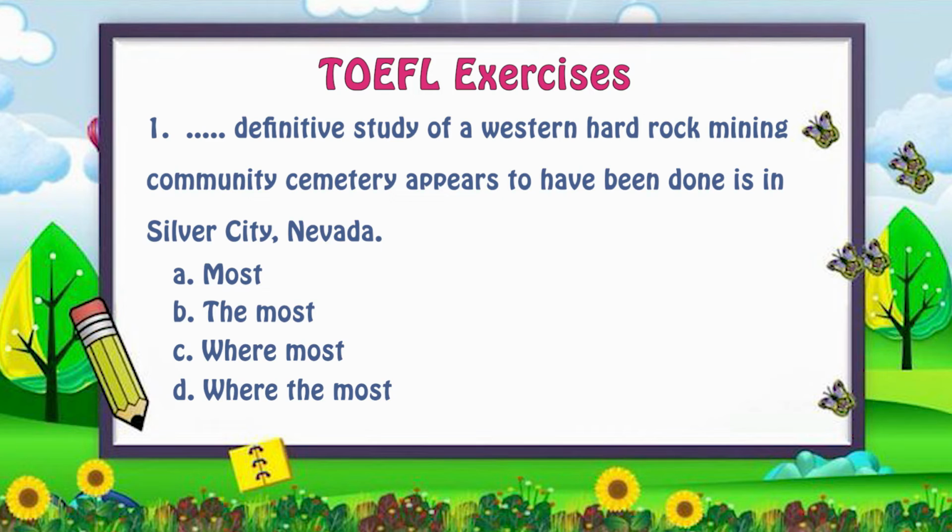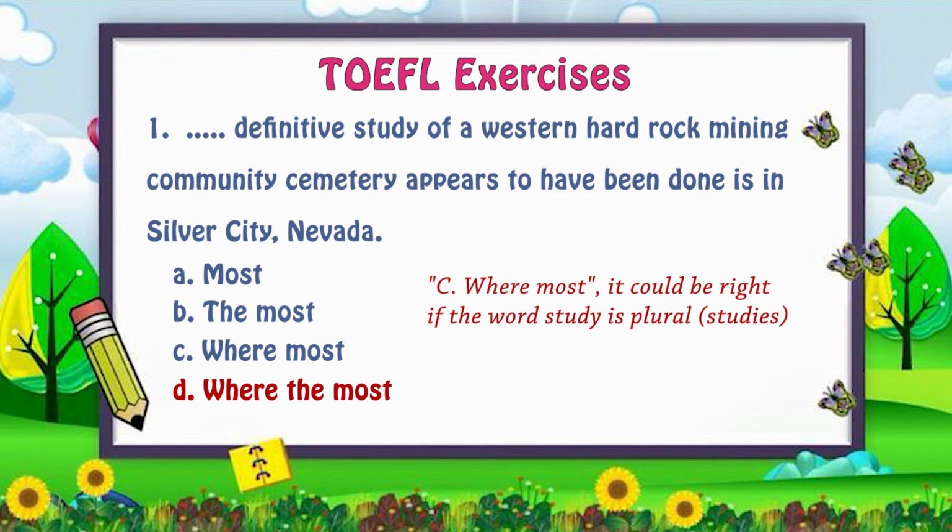Where is the conjunction, the introductory conjunction. So which one, C or D? We have here definitive study, and definitive here is an adjective. Last time we learned about the superlative form, so we use the most. So: where the most definitive study of a Western hard rock mining community cemetery appears to have done is in Silver City, Nevada. So the correct answer is D.